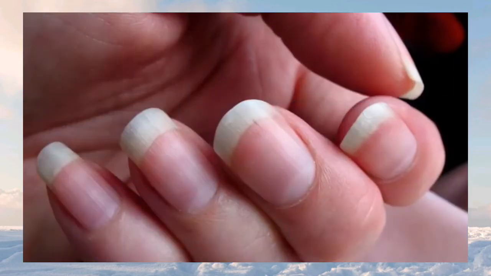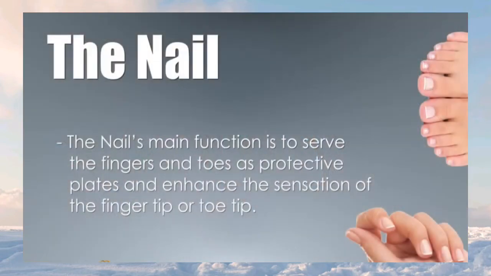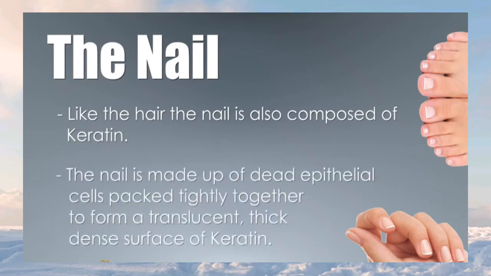Alright, the third major part of the integumentary system is the nail. The nail's main function is to serve the fingers and toes as protective plates and enhance the sensation of the fingertip or the toe tip. Like the hair, the nail is also composed of keratin. Primarily, the nail is made up of dead epithelial cells packed tightly together to form a translucent, thick, dense surface of keratin.